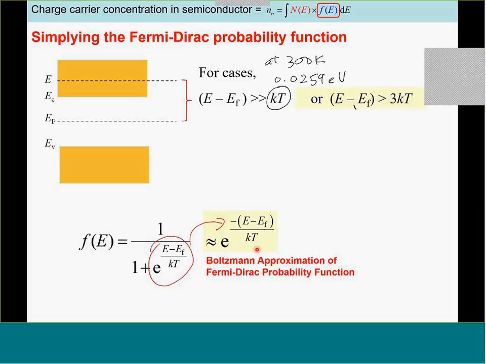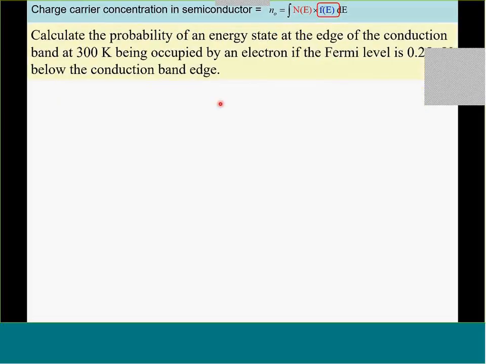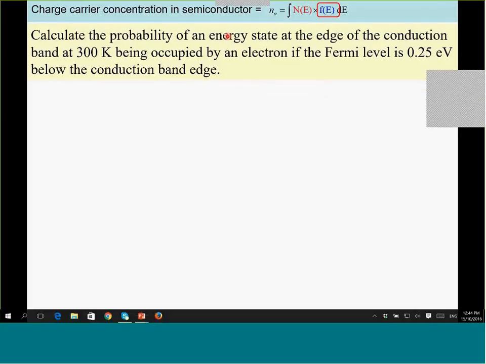Okay, let's see how we are going to use the simplified version of this equation, because we have seen just now using the complicated function to calculate the probability of finding the electron at Fermi. What about for the other energy level? So let's say, calculate the probability of the energy state at the edge of the conduction band at 300 K being occupied by an electron if the Fermi level is 0.25 eV below the conduction band edge.